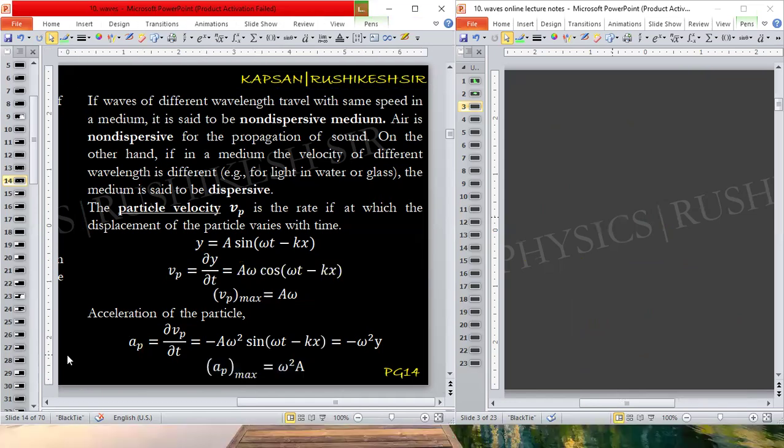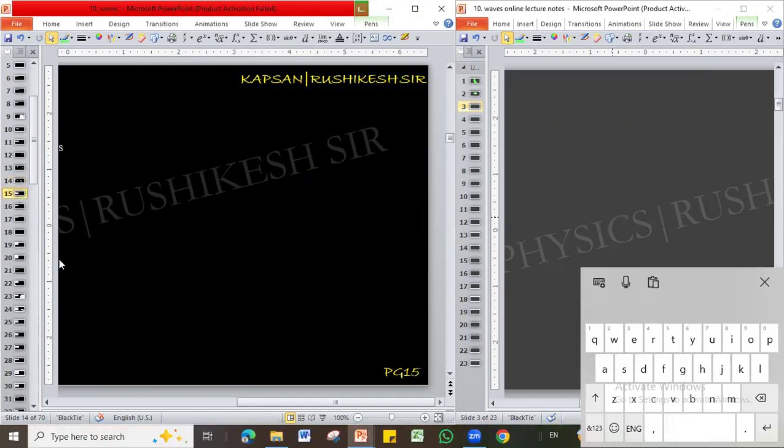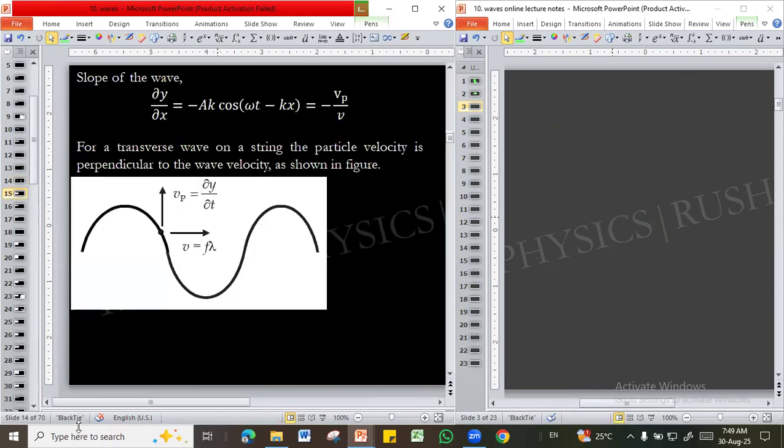No, sir. Okay, let us move on to the next slide. Let us try to calculate slope of the wave. This is interesting. Try to understand this. Let's say we have the wave at time equal to t. If you take a photograph, the string looks like this, meaning actually this is the particles on the string.